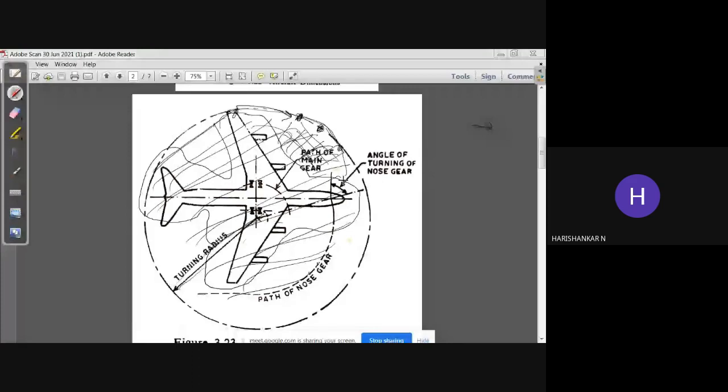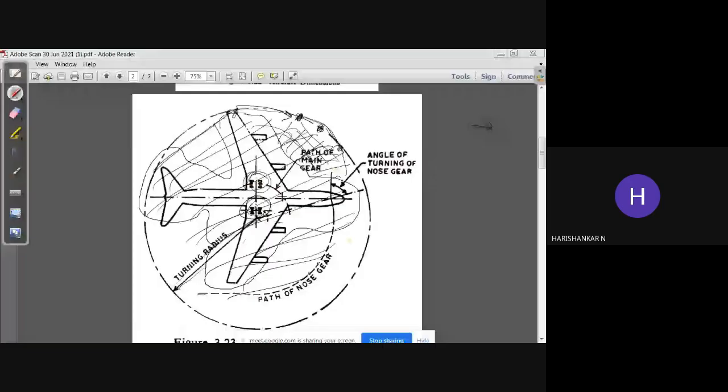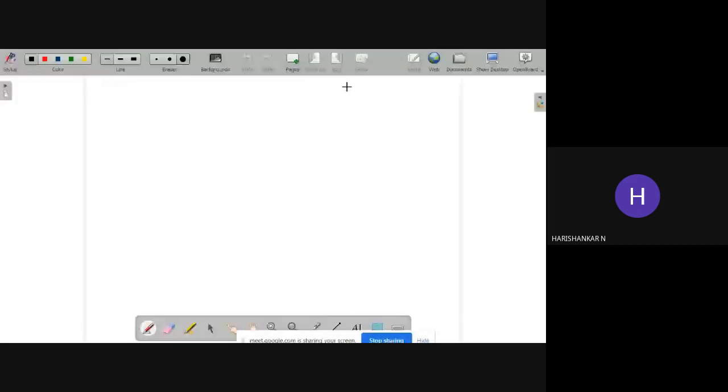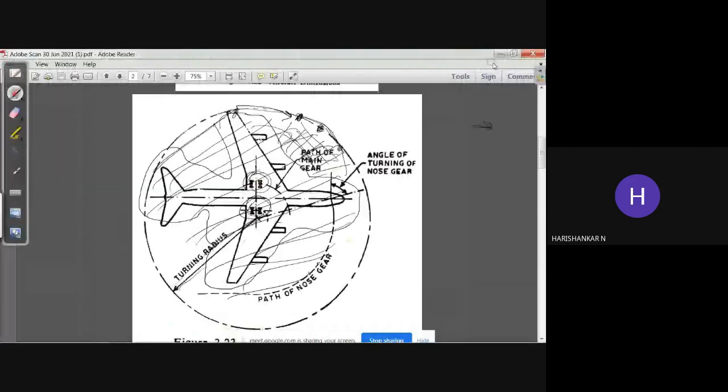And what is the circling radius? That happens in the air. Within the air, the same aircraft will take a turn. So you should remember that at that time, it simply can rotate on its own. But still, there will be a minimum radius with which the aircraft can turn. It cannot turn beyond that minimum radius.